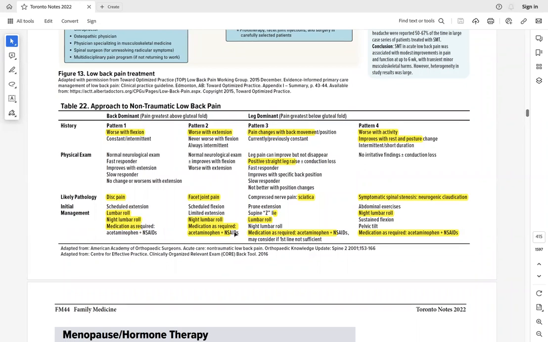So the treatment for all four of them is the same. What is the treatment? Lumbar roll. Exercises and lumbar roll. So just remember, if they ask for medications: acetaminophen, NSAIDs, lumbar roll. This is the treatment for all four of them. Presentation can be different, but the treatment is the same.